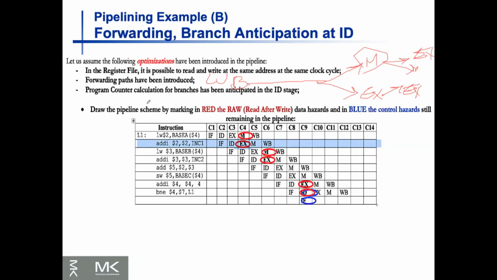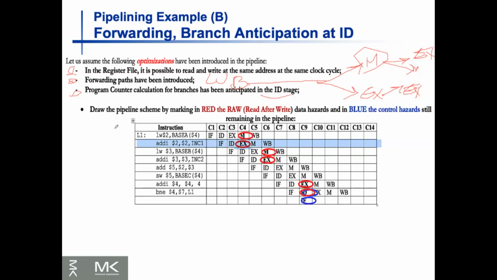And the third one: program counter calculation for branches has been anticipated in ID. Now we have a sort of branch prediction, either dynamic or static, that tells us: do not wait up to instruction fetch. Go to ID, and then we're going to anticipate the branch prediction at ID, and hopefully we won't miss it. Okay, so we have these 3 optimizations.